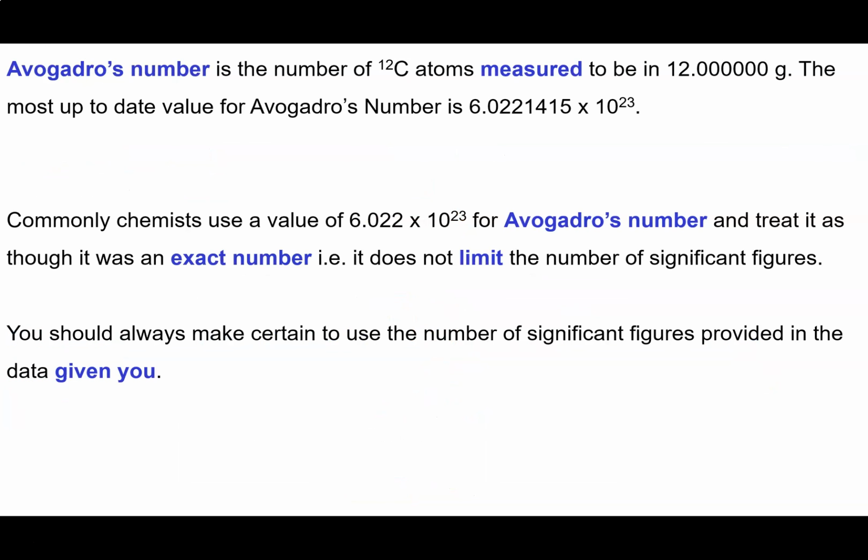Okay, so this is just some little detail about these things. Avogadro's number is a measured number. It's the number of carbon-12 atoms measured to be in 12 grams exactly, or as near as possible to exactly 12 grams. And the most up-to-date value that we have for it at the moment goes out to about 7 decimal places. Okay, so here it is. And they might have added a couple more in the last year or so.